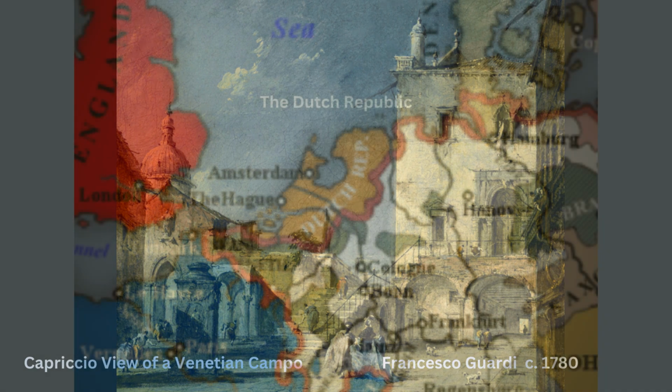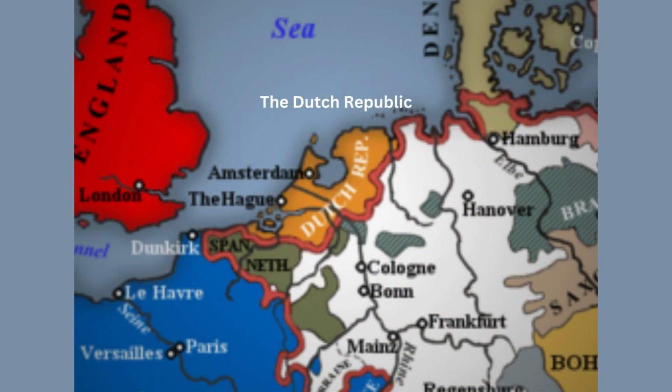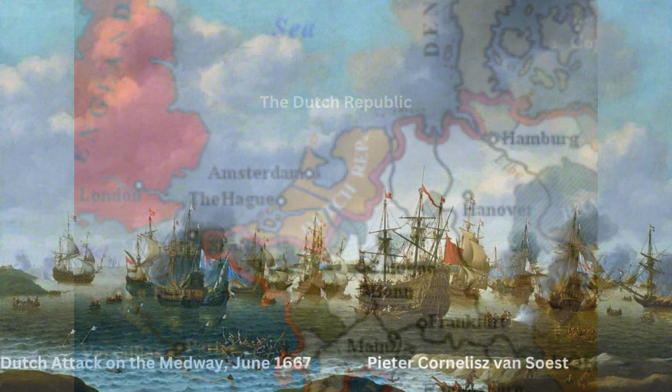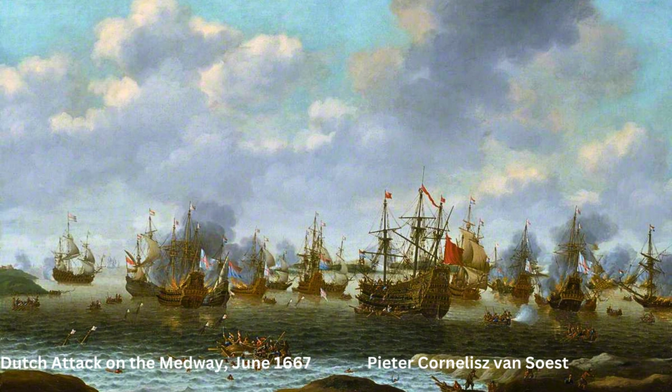During this time, the Dutch Republic experienced a golden age during the 17th century, establishing itself as a dominant European power. However, after a series of costly wars with England had depleted resources, by the 18th century, the Netherlands had suffered a decline in wealth, influence, and global prominence.